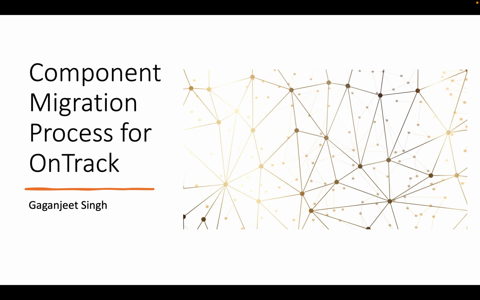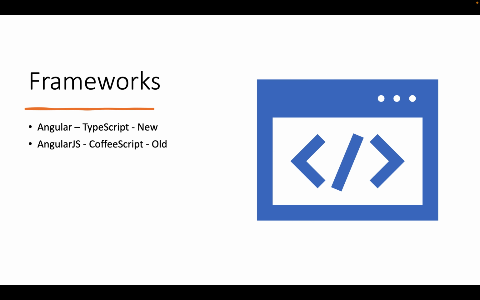In this video, I want to explain the component migration process for Ontrack. This video aims to help you understand the migration process and make your component migration a little bit easier. Firstly, Ontrack is using two frameworks, Angular and AngularJS. Angular is the newer one and AngularJS is the older one. We want to move all the AngularJS components into Angular components.